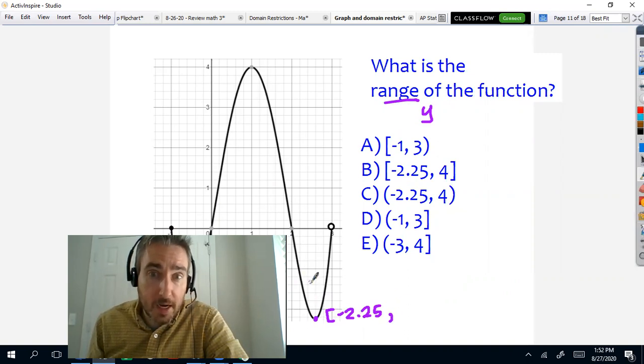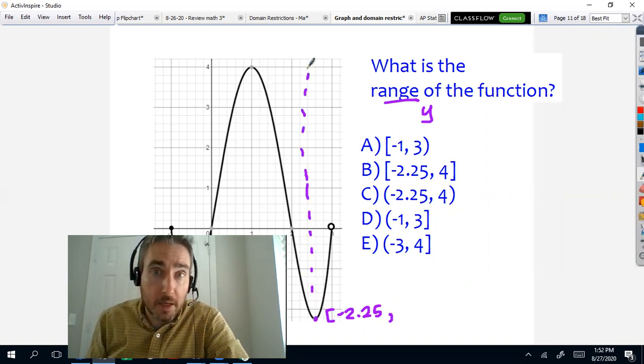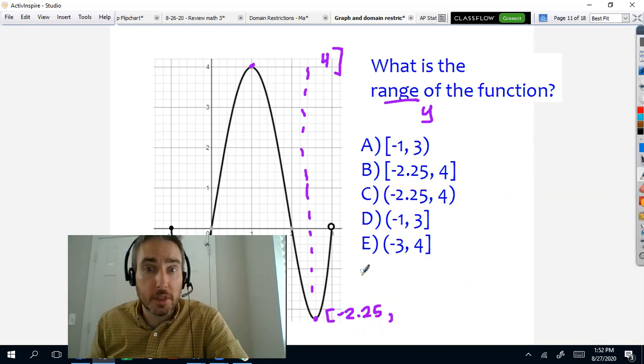Now it goes as high as 4. And again, it includes that number. So 4 is the upper end. So it's going to go from negative 2.25 to 4. Both are going to be brackets.